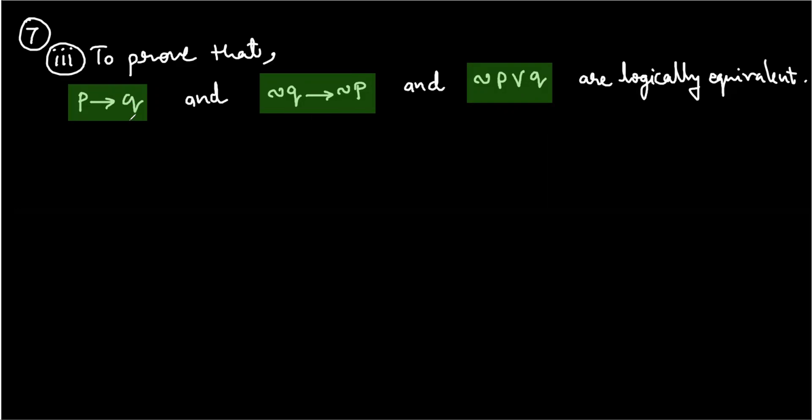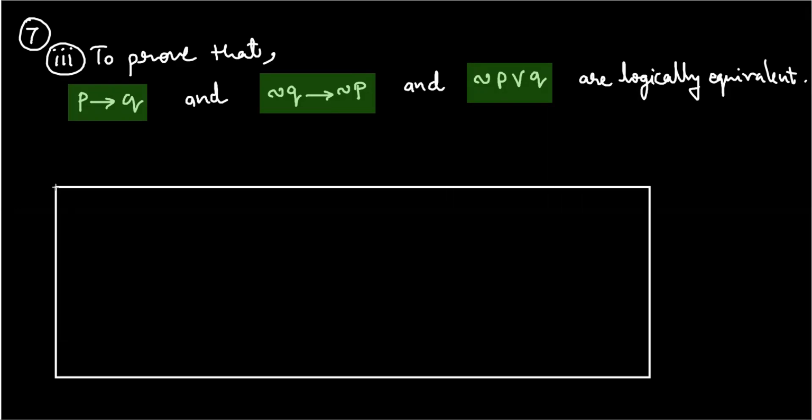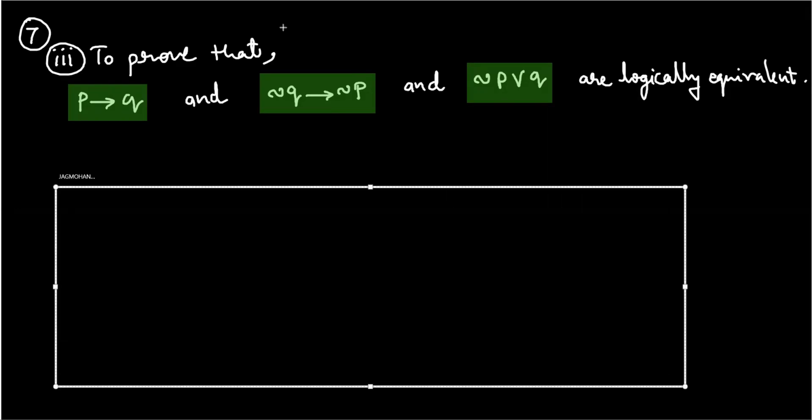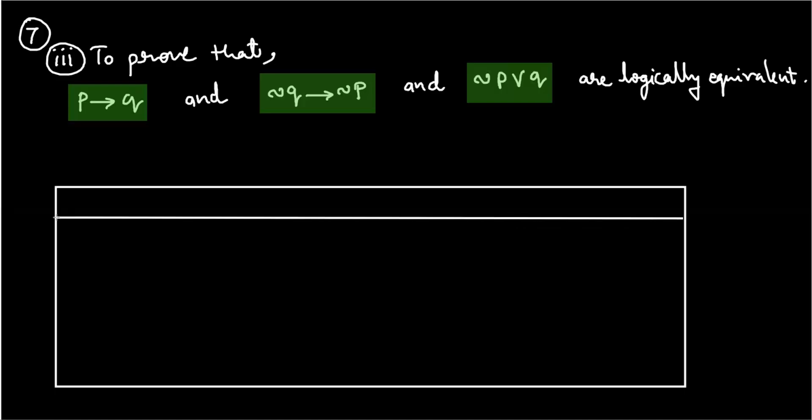Once again, students, I noticed that in these 3 statement patterns, we have 2 component statements, that is P and Q. So I will construct the truth table here. So the first one is header. After that, I will have 4 rows.